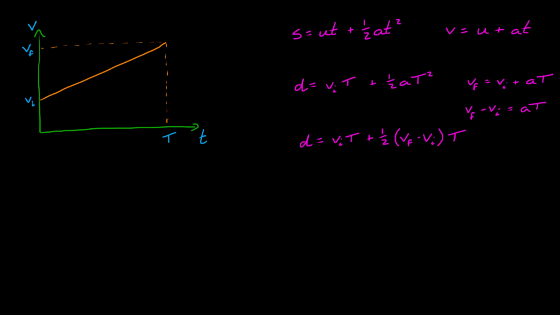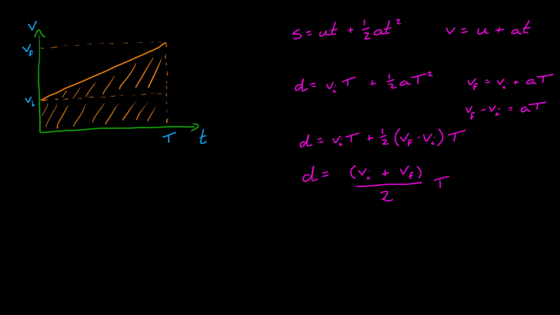times T. Looking back at our graph, we see that the area under it is actually two separate areas. We have a rectangle of height Vi times t, and we have a triangle of area half Vf minus Vi multiplied by t, which is what we have in our equation there. So again, the area under the curve is the distance travelled by that particle. We could have also simplified this equation to be Vi plus Vf over 2 times t. This is actually the equation for a trapezium.